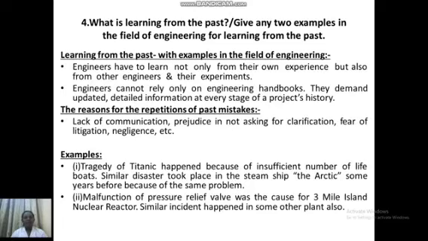Examples for learning from the past: The tragedy of the Titanic happened because of an insufficient number of lifeboats. A similar disaster took place in the steamship Arctic some years before because of the same problem. The second example: malfunction of a pressure relief valve was the cause for the Three Mile Island nuclear reactor disaster. A similar incident happened in some other plant also.